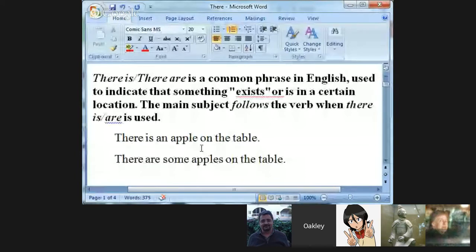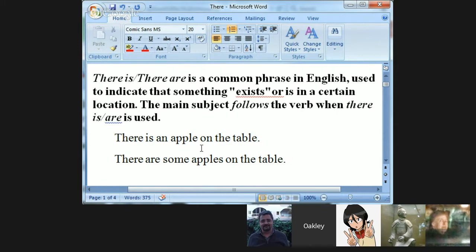Okay, now we're going to change our focus from it to there. We're going to start very basic here. Let's talk about there is and there are. This is super common in English to start a sentence. There is or there are phrases. Both are very common, used to indicate that something exists. It is in the universe. That's it.